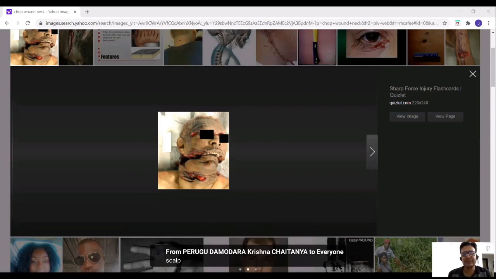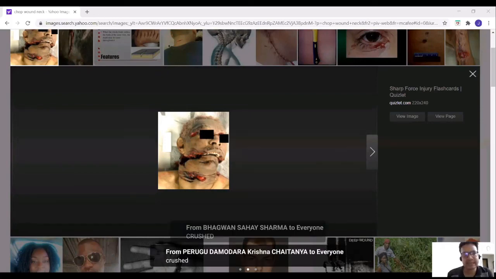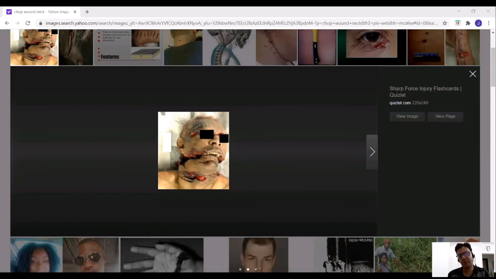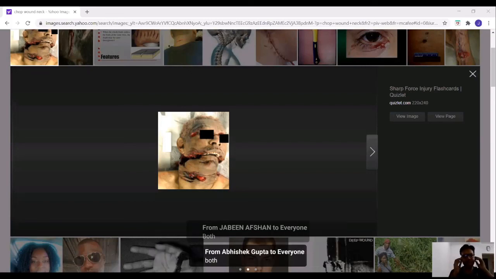How would you confirm lacerated wound? By cut hair follicle or by crushed hair follicle? Yes, answer is crushed hair follicle. Very good. In chop wound, what will be the answer: cut hair follicle, crushed hair follicle, or both? Both. It is caused by X. You will find both. Absolutely right.